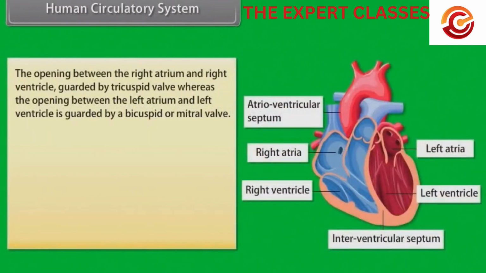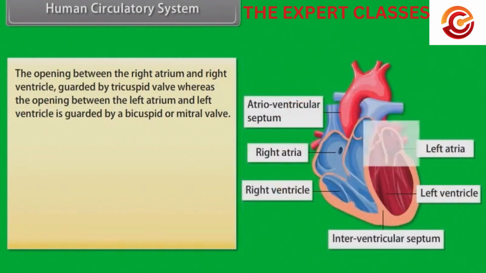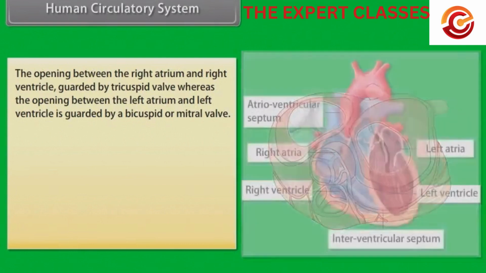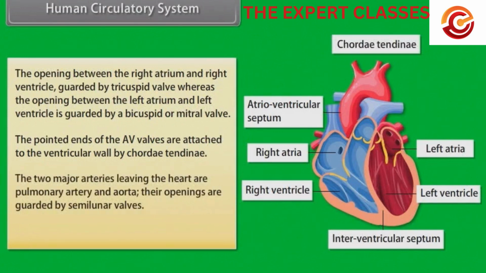The opening between the right atrium and right ventricle is guarded by tricuspid valve, whereas the opening between the left atrium and left ventricle is guarded by bicuspid or mitral valve. The pointed ends of the AV valves are attached to the ventricular wall by chordae tendineae. The 2 major arteries leaving the heart are pulmonary artery and aorta. Their openings are guarded by semilunar valves.